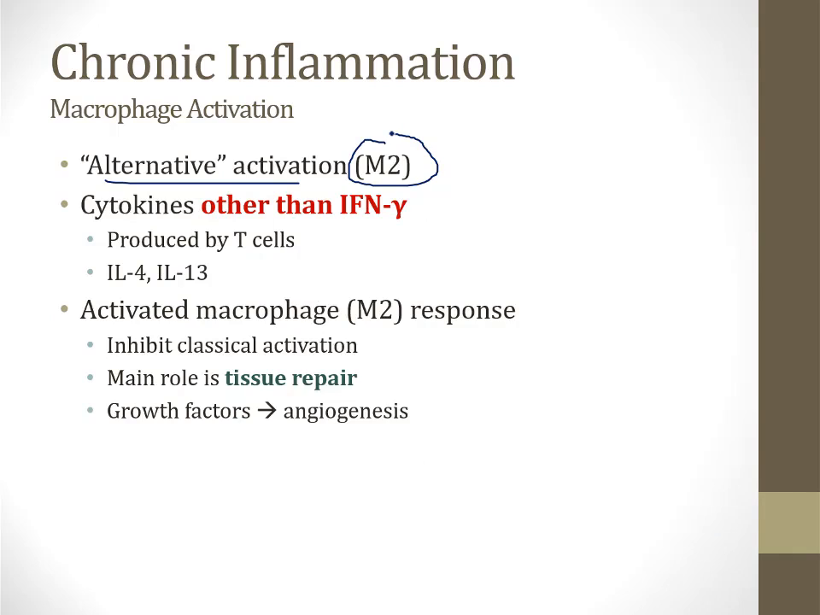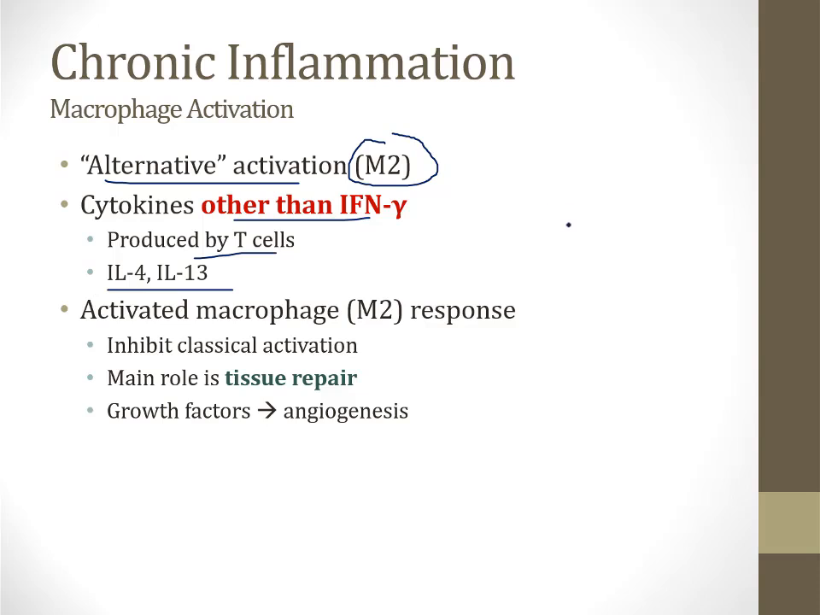The alternative pathway of macrophage activation leads to so-called M2 macrophages. And this pathway involves macrophages being activated by something other than interferon gamma, some other cytokine. So besides interferon gamma, many other cytokines are produced as part of the inflammatory response. And some cytokines produced by T cells, especially IL-4 and IL-13, can also activate macrophages just like interferon gamma, but they don't generate the same response. They generate an alternative response.